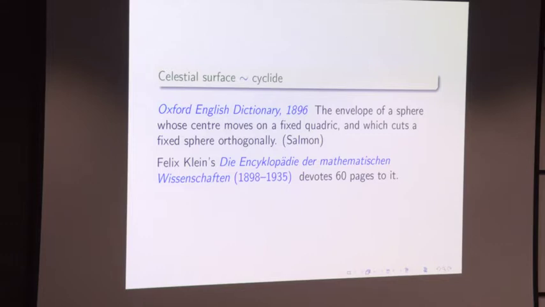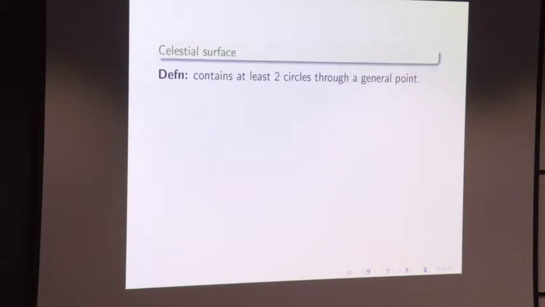Okay, now, if you come from the German tradition, you see that Felix Klein's great encyclopedia devotes 60 pages to the topic of cyclids. Now, the whole encyclopedia is about 6,000 pages, so maybe 60 out of it is relatively small, but still, it's a substantial amount.